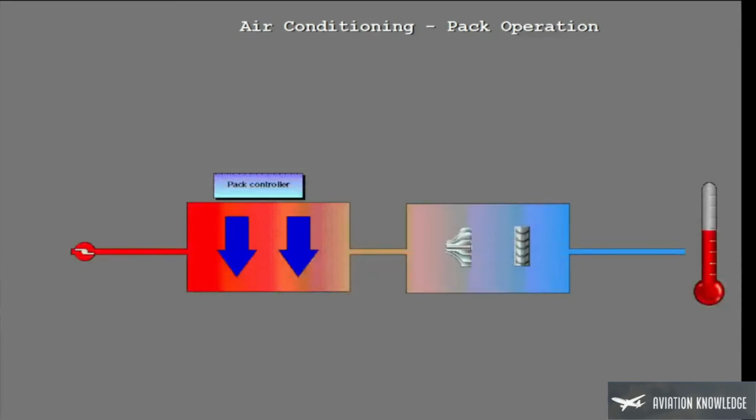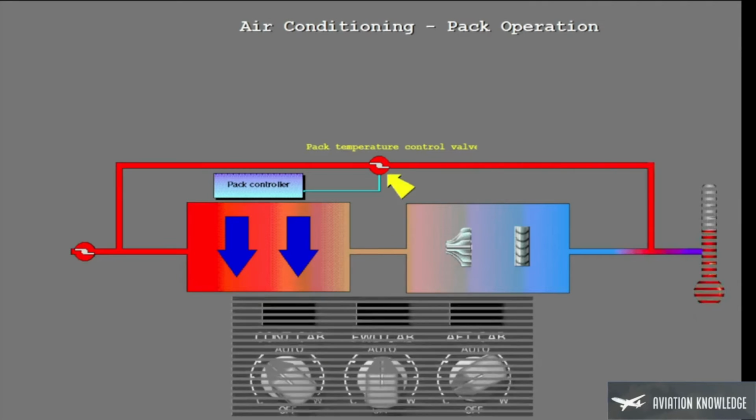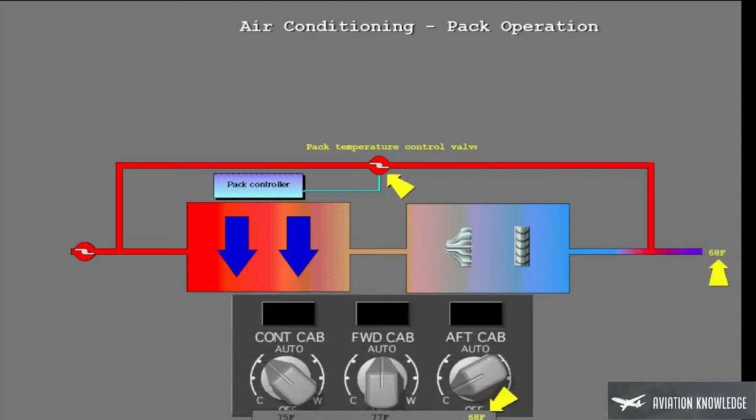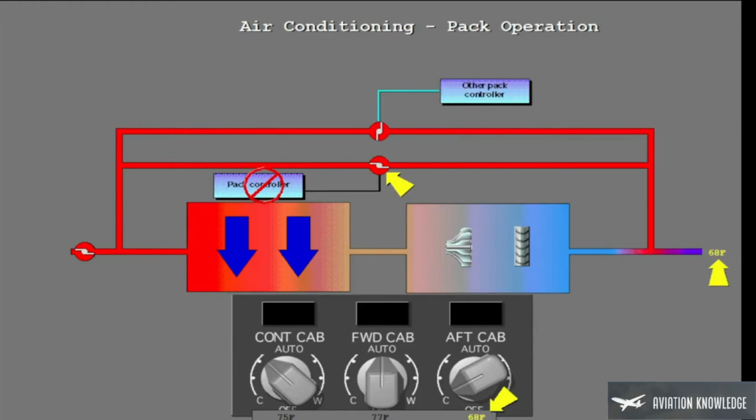The pack temperature control valve controls the quantity of warm air that is mixed with the cool air downstream of the air cycle machine. With the pack temperature control valve, the pack supplies air at the temperature of the zone with the lowest set temperature. If the main controller or valve fails, the opposite pack controller uses the standby pack temperature controller.